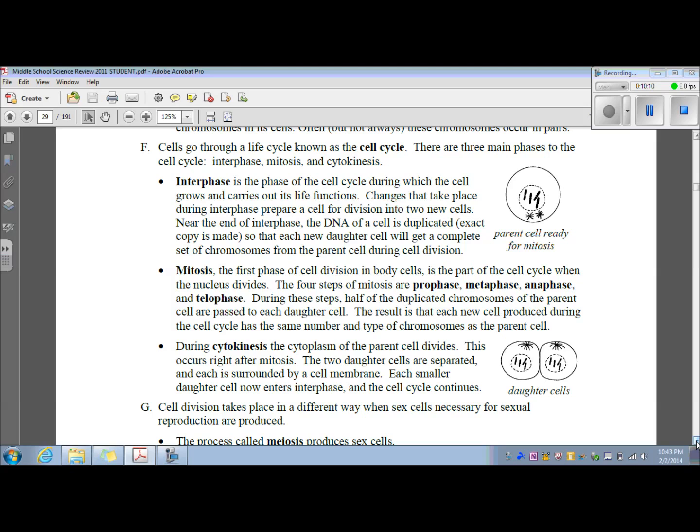During cytokinesis, the cytoplasm of the parent cell divides. This occurs right after mitosis. The 2 daughter cells are separated, and each is surrounded by a cell membrane. Each smaller daughter cell now enters interphase, and the cell cycle continues.